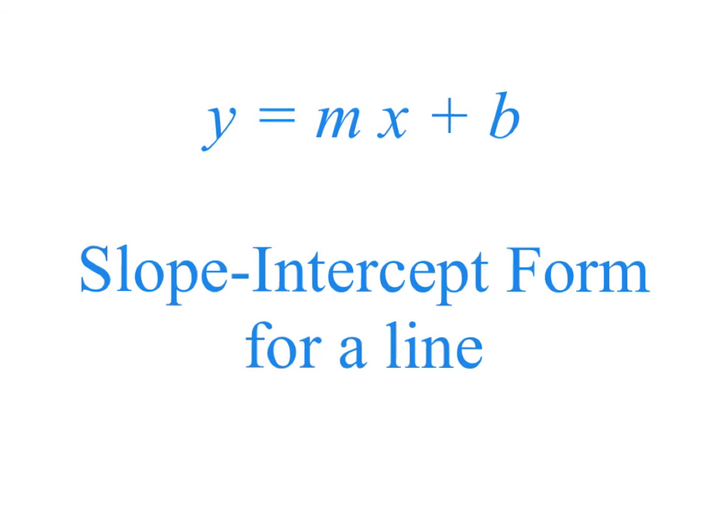Lastly, I wanted to end this on the formal name for this equation, y equals mx+b. It is referred to as the slope-intercept form for a line.